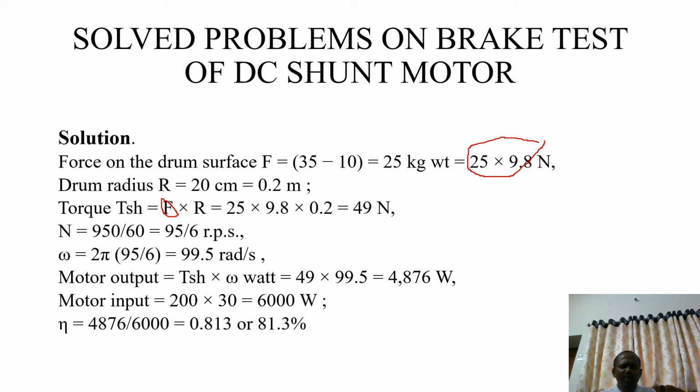What is the output value here? 4876 watts. 4876 by 6000, which is equal to 0.813 or 81.3%.